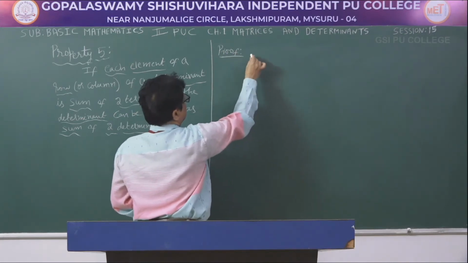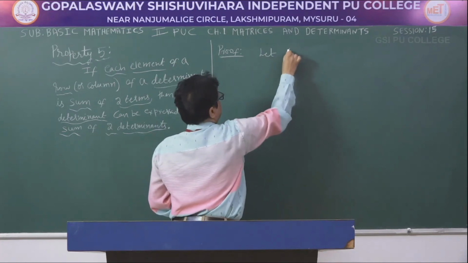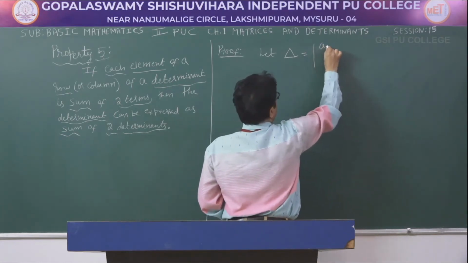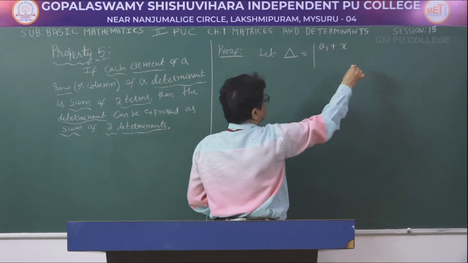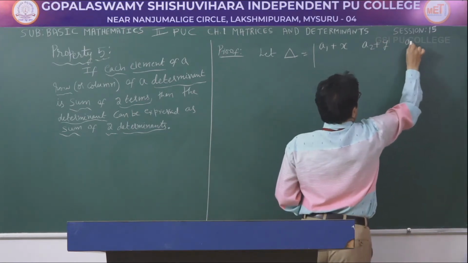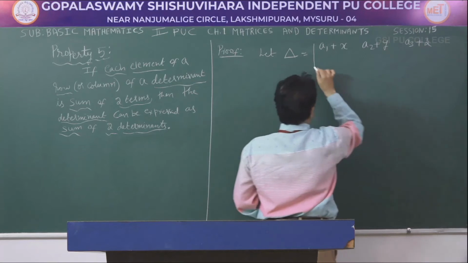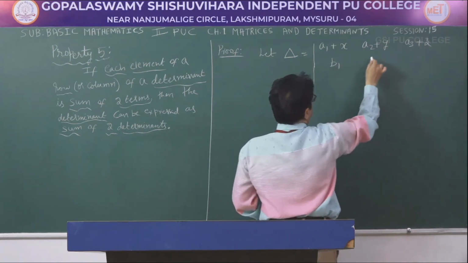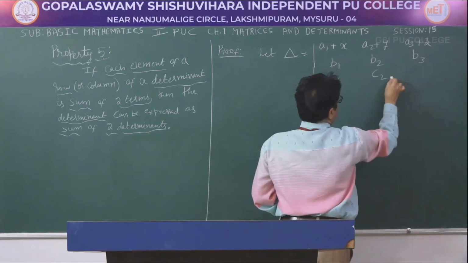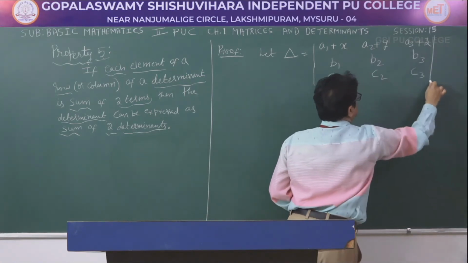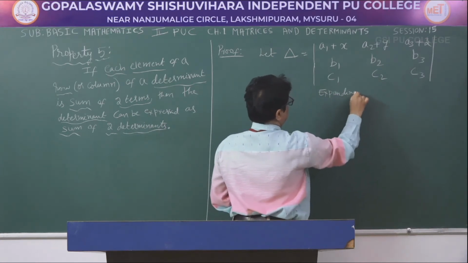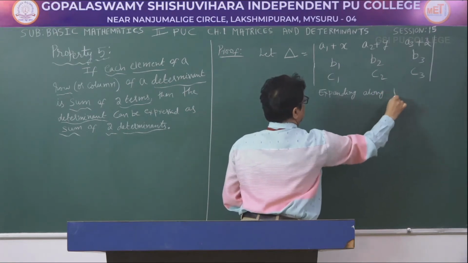Proof. Let delta equal the determinant of a1 plus x, a2 plus y, a3 plus z, b1, b2, b3, c1, c2, c3. Expanding along R1.